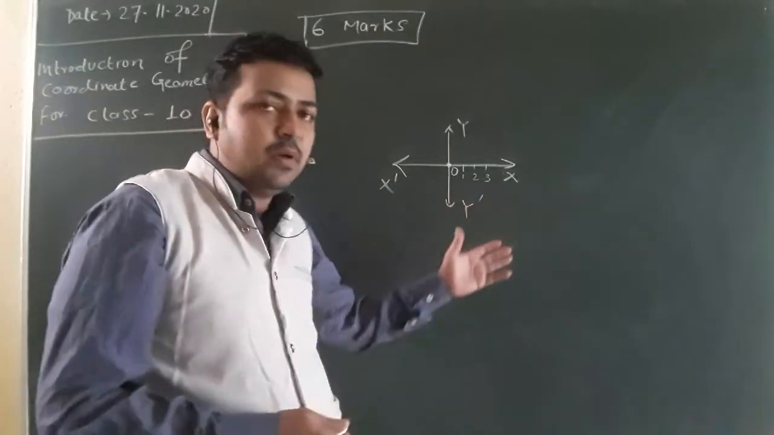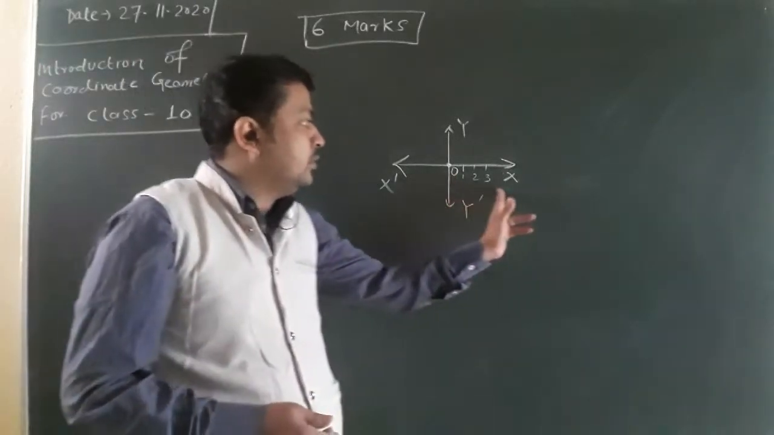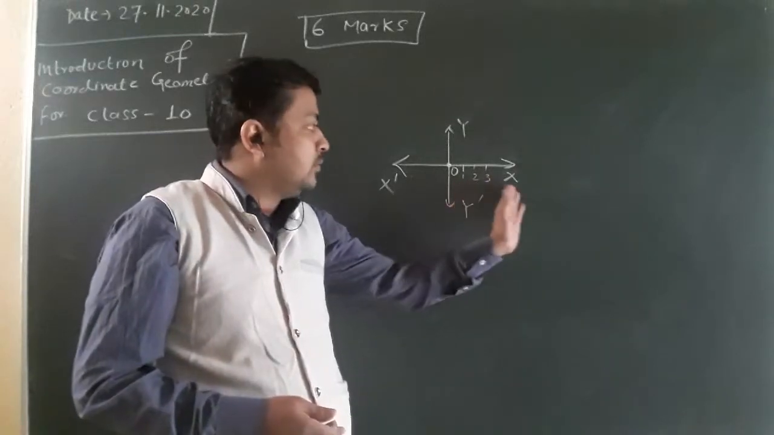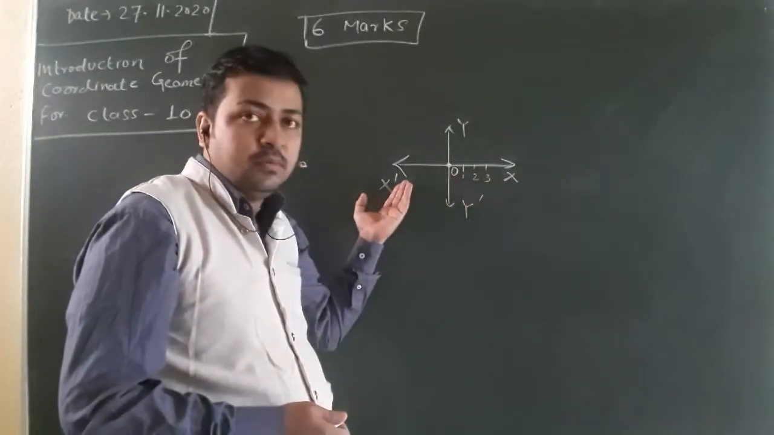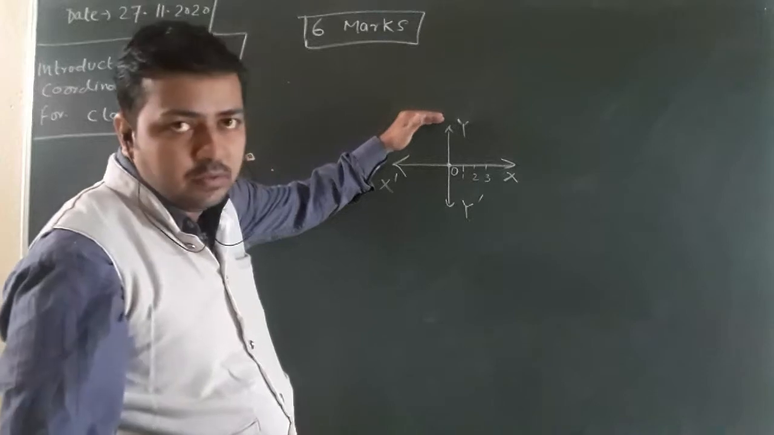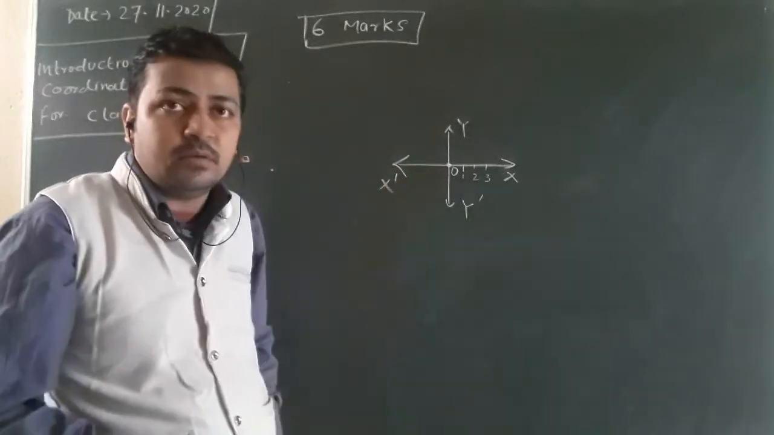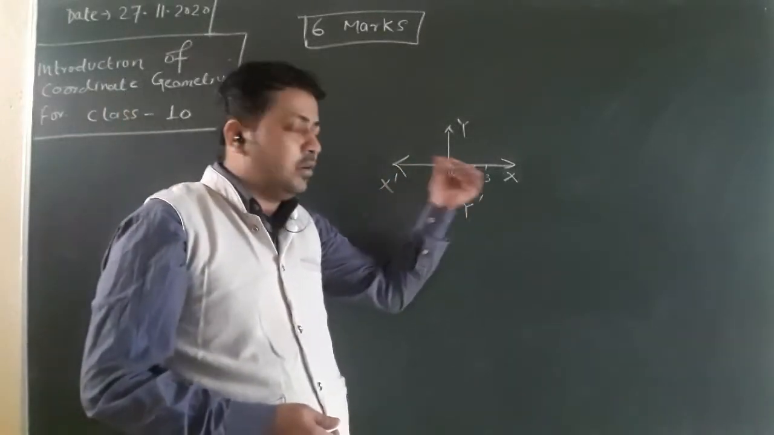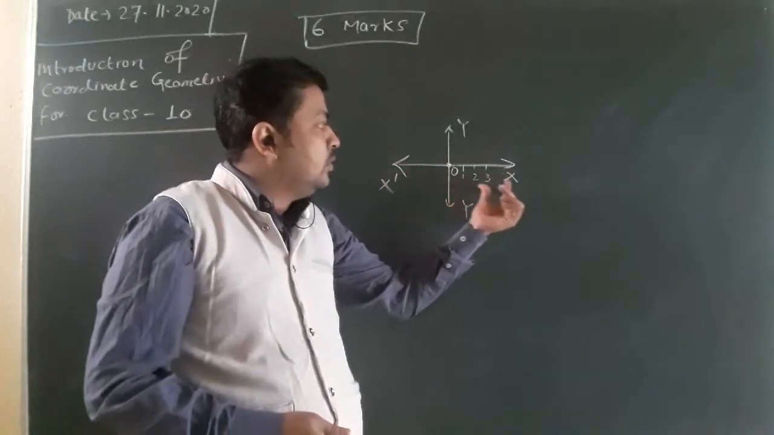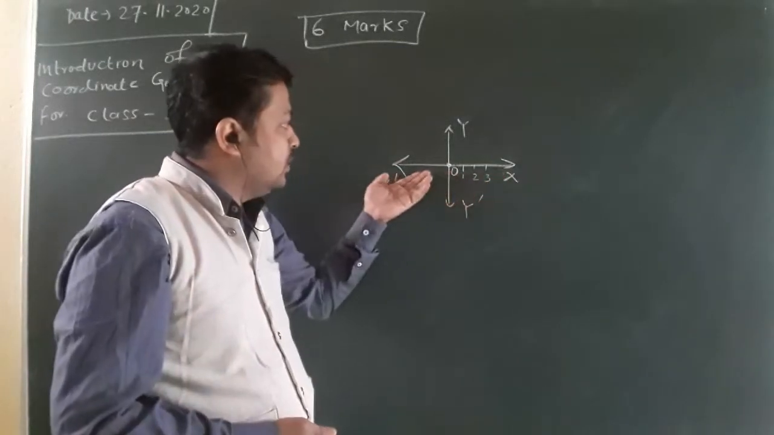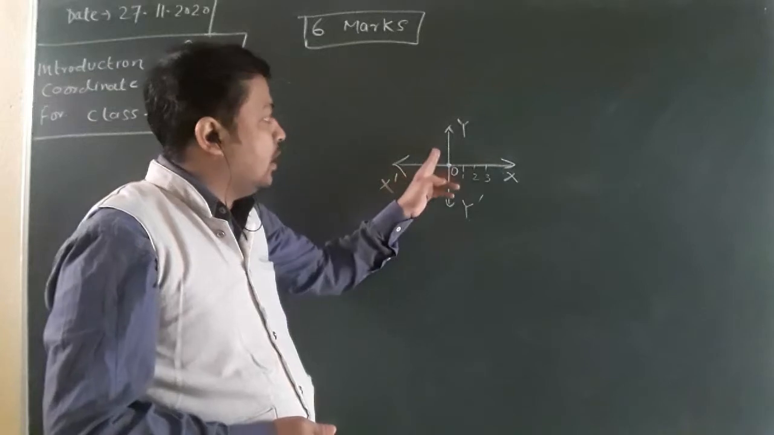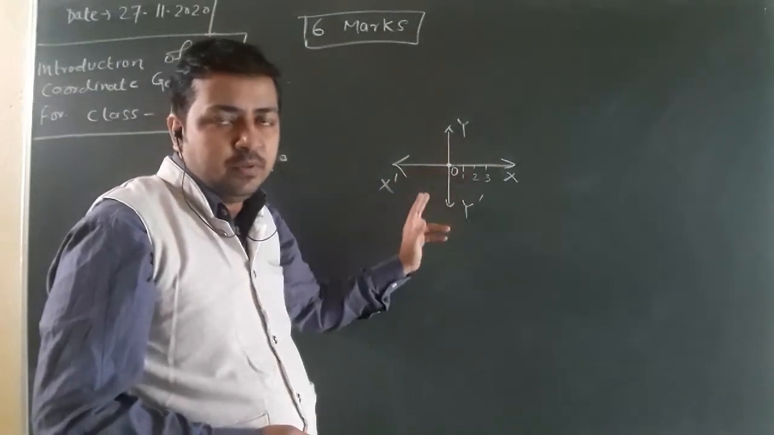First, this is the xy plane. This is the positive part of the x-axis. This is the negative part of the x-axis. Above is the positive part of the y-axis. Below is the negative part of the y-axis. This is called the origin. This can also be called the abscissa, and this the negative abscissa of the x-axis. Above is the ordinate, below will be the negative ordinate.